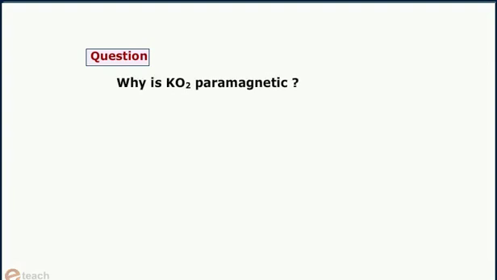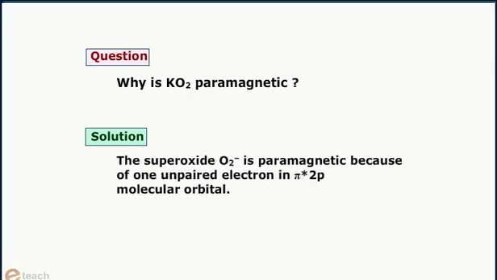Question: why is KO2 paramagnetic? Solution: the superoxide ion O2- is paramagnetic because of one unpaired electron in the pi star 2p molecular orbital.